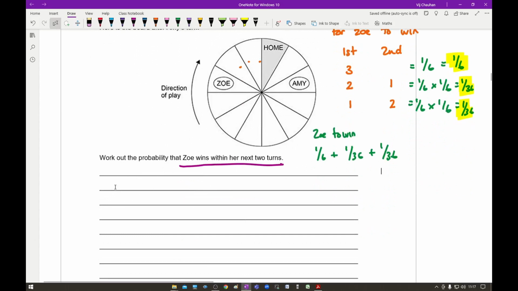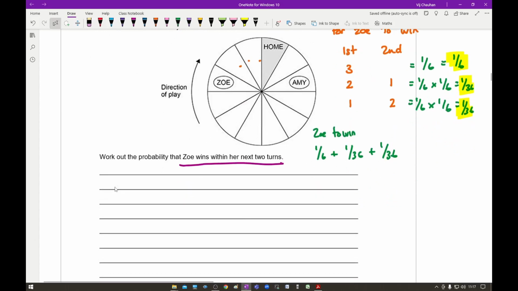If this was on a non-calculator paper, I would have to convert it to get the common denominator, so that'd be 6 over 36 plus 1 over 36 plus 1 over 36, which gives me a total of 8 over 36, which I can simplify to give me 2 ninths. And there is my final answer.